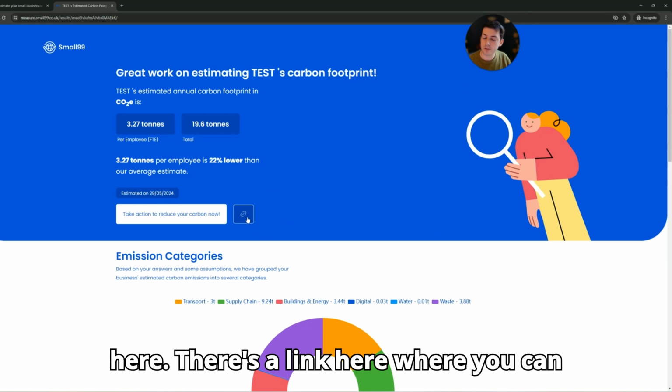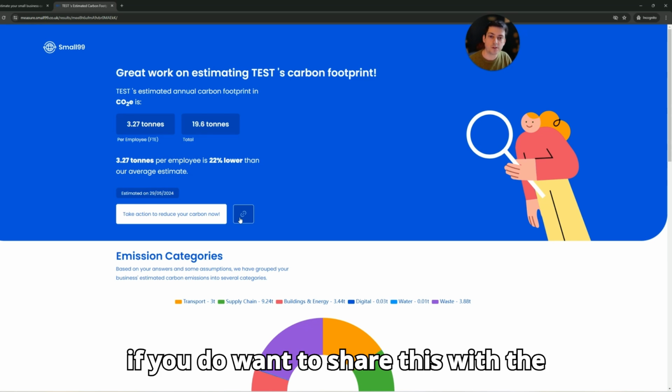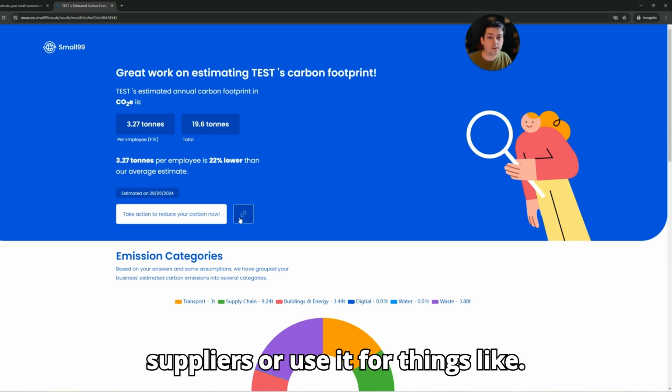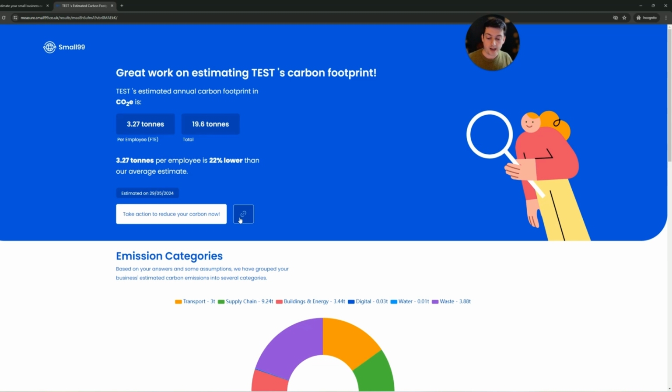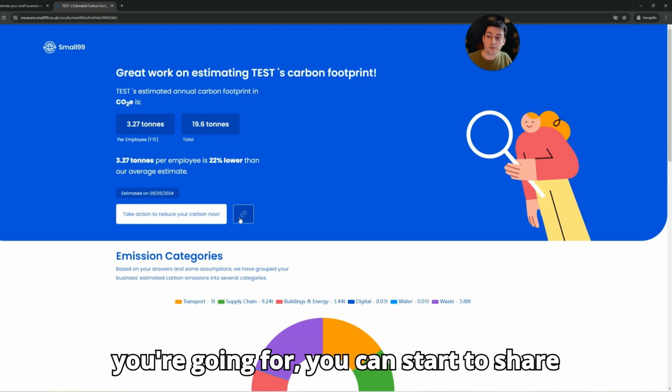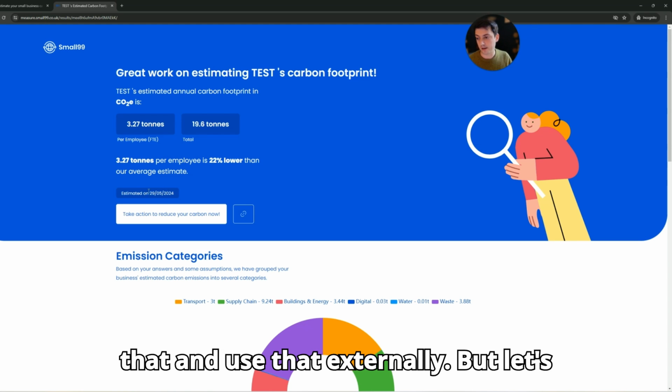There's a link here where you can share your results with other people, so if you do want to share this with your suppliers or use it for things like any funding applications or anything that you're going for, you can start to share that and use that externally.